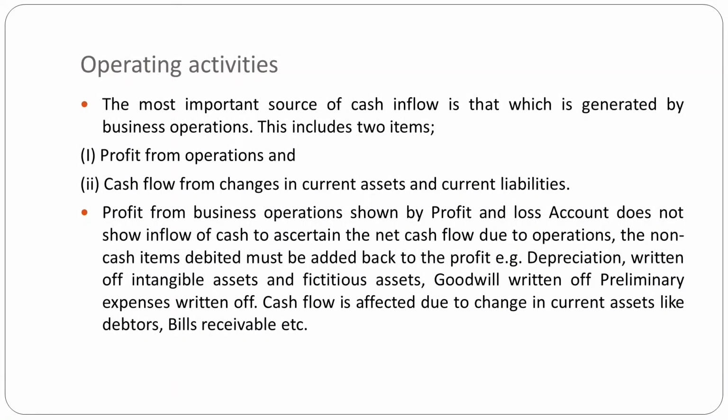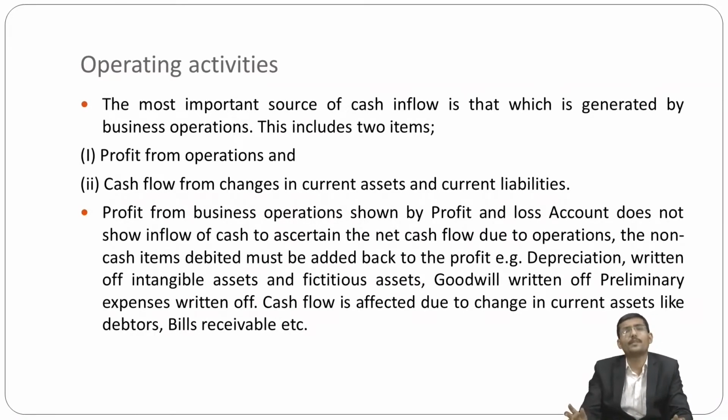So first, my dear friends, is operating activity. The most important source of cash flow, as we discussed in previous slides, is that which is generated by the business operation. This includes two items: the first is profit from operations, and the second is cash flow from change in current assets or liabilities, that is, change in working capital.